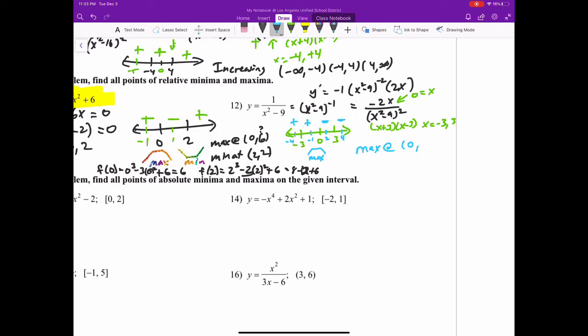Now if we know when x is 0, we don't know what the y value is, so let's go ahead and plug it back in. Let's plug this in right here. And if we plug in 0, we're going to be left with negative 1 over 9. Easy peasy.